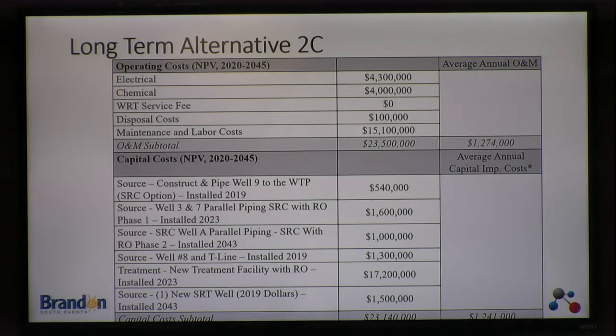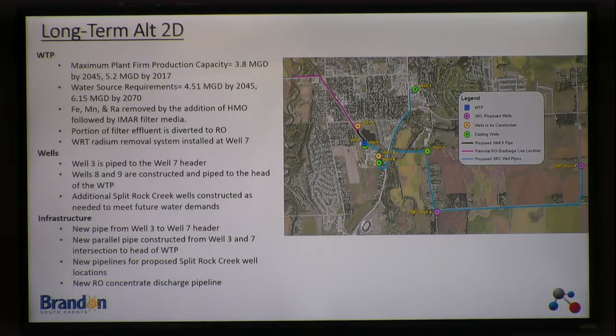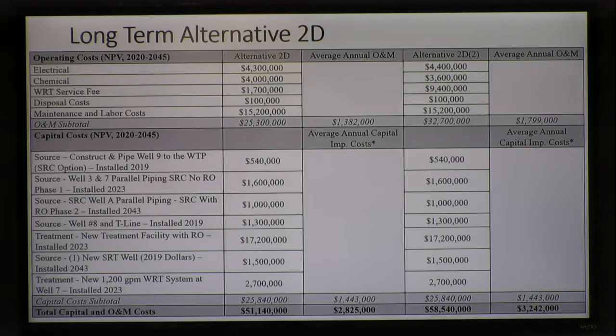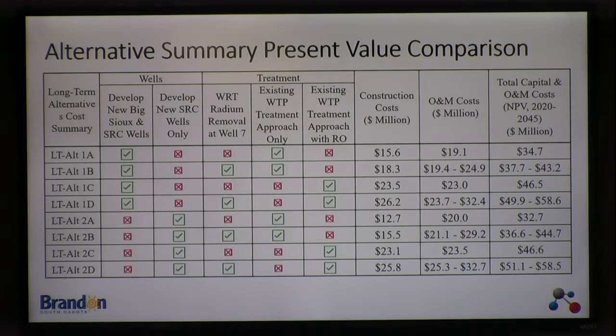Alternative 2C has these costs associated with it. This is the RO system again, so you see the RO plant here. Alternative 2D, again, utilizes WRT at well number 7. Brings that water to the treatment plant. We've got the RO discharge line, and the O&M costs associated with that, as well as the capital costs. So these costs all need to be developed to understand the cost requirements for each of these alternatives. And this is a summary table that summarizes what those alternatives are.